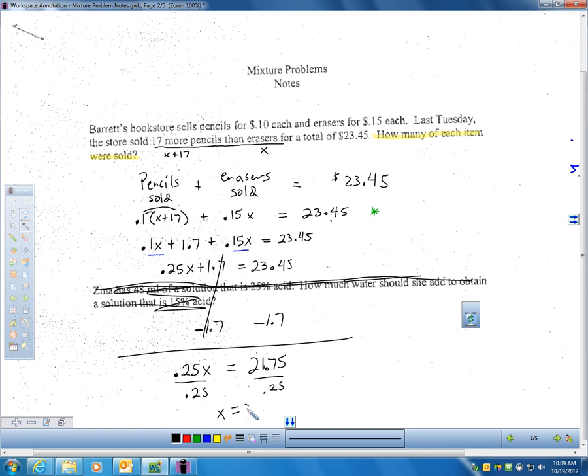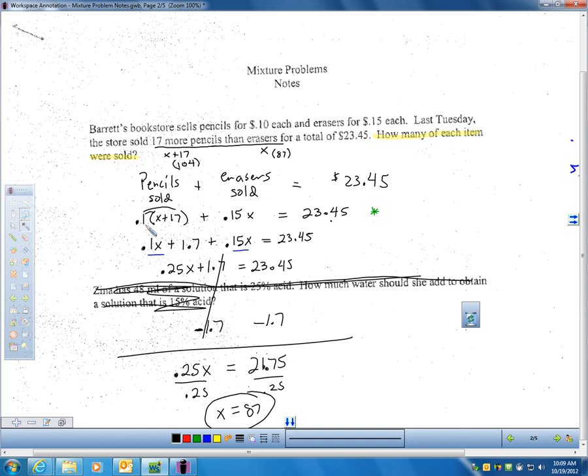So what I think happened here, now I got to answer the question. That has not answered the question. The question is how many of each were sold. Well, x is 87. That means I sold 87 erasers. I sold 17 more pencils. That would be 104. Now let's check to see if this works.